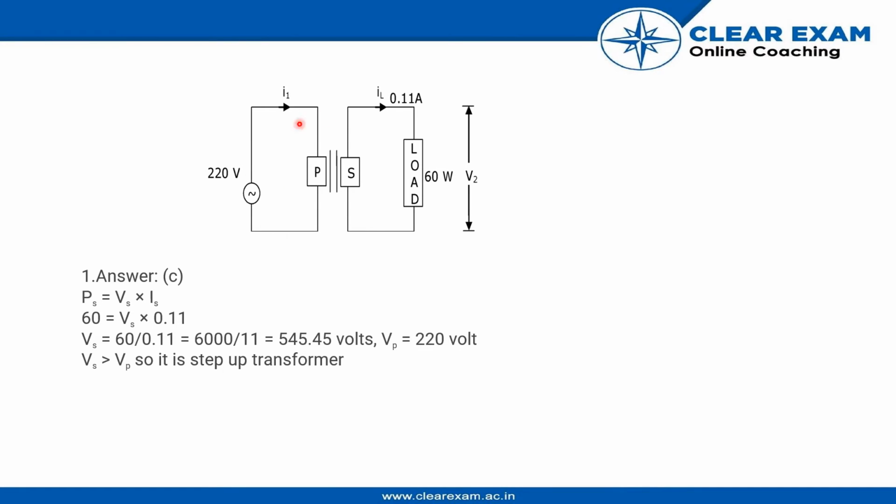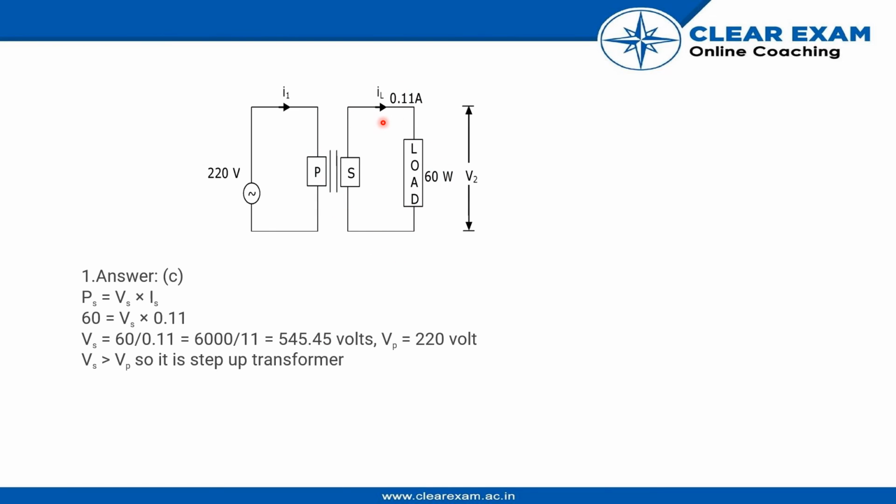For the second part, we have the formula P is equal to VI. Therefore, we have power equal to 60 watts, and current as 0.11 amperes. So therefore, VS now comes out to be 60 upon 0.11, which equals 6000 upon 11, which equals 545.45 volts.